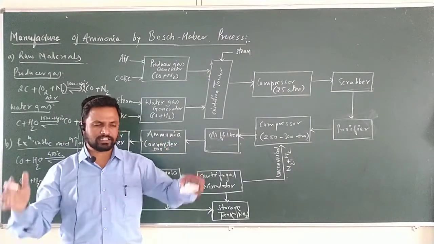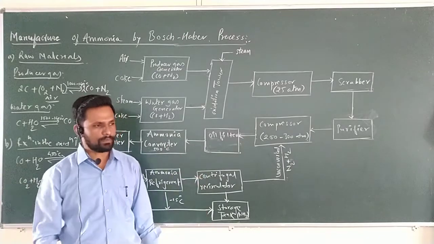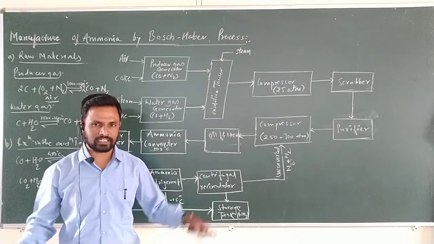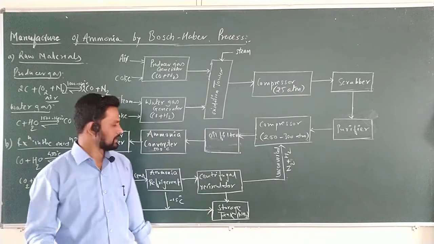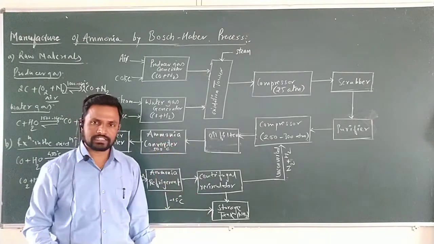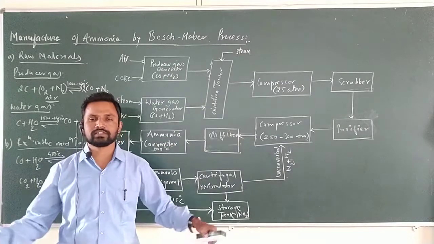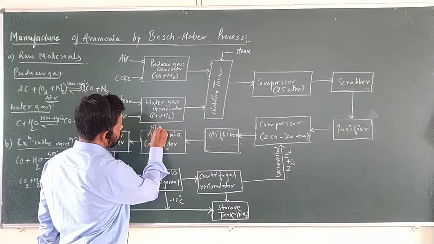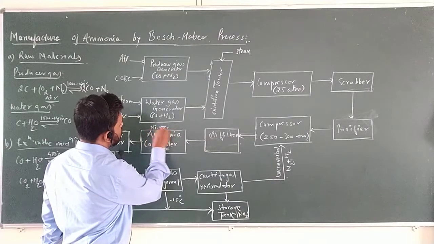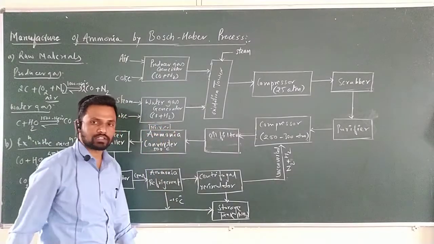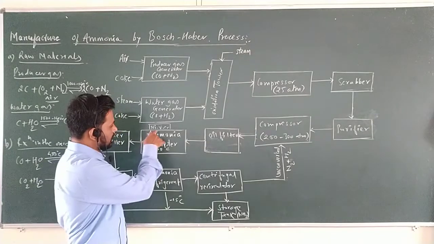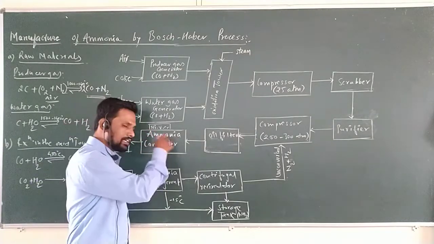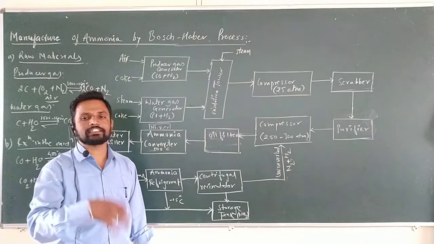A converter is a simple cylinder, approximately 7 feet in height and 21 inches in diameter. This converter is completely made up of nickel, vanadium and chromium. In that converter, the actual reaction takes place.